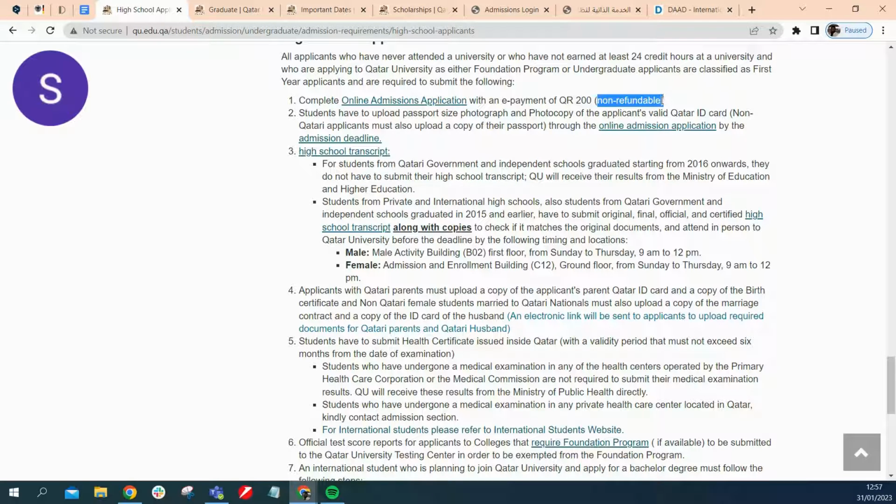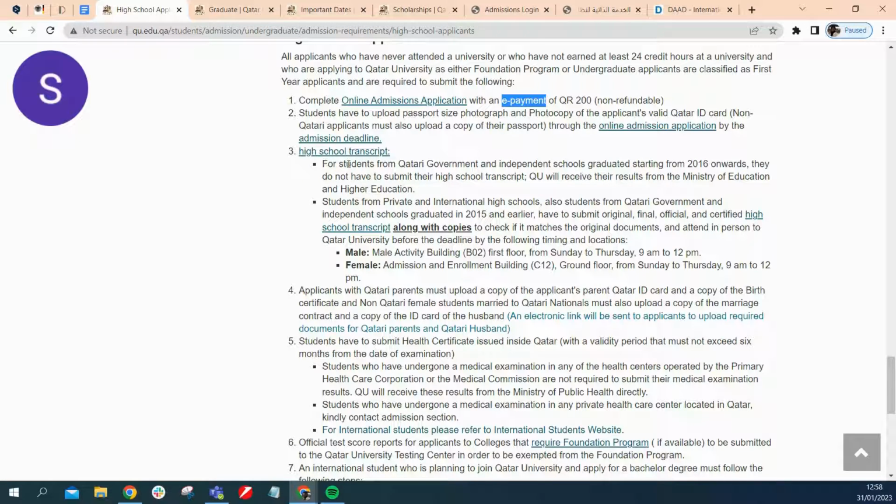So please ensure that you make this particular payment at the end of the application, because without this payment, your application cannot be processed. And you also have to upload a passport photograph on the portal when you're making this application. Also do well to upload your passport because you are an international student. But if you're a Qatar student, you don't need to upload any passport. Your ID card is enough.